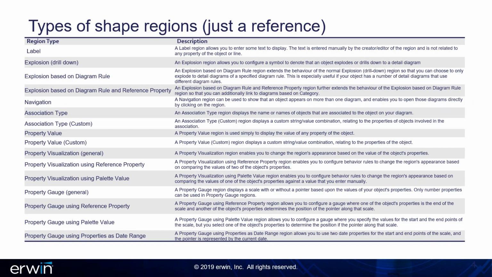Here's a list for your reference of different types of shape regions. You can find this in our help files. And this shows you the different types of shape regions that are available. You can get an idea of what's possible.